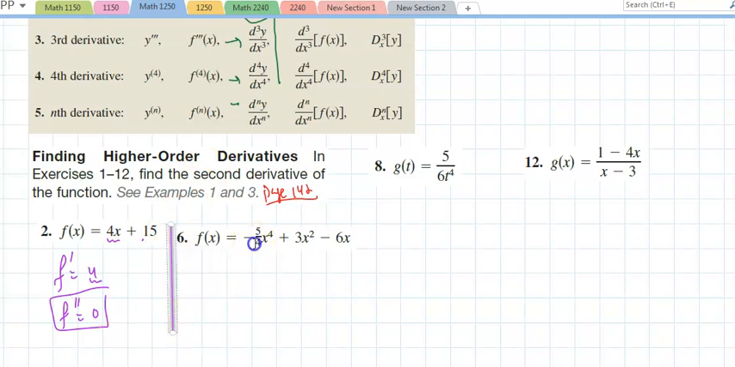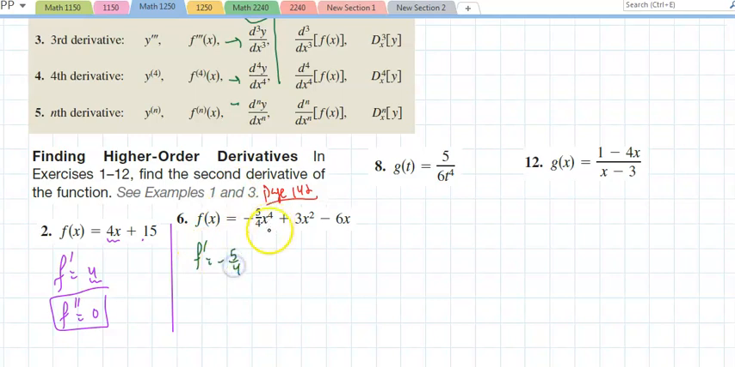And if I take a derivative of number 6, well, bring the power down, subtract 1 from the power: negative 5 over 4 times 4x cubed plus, okay, bring the power down, 3 times 2, 6x minus 6, and those 4s cancel out. And if I take a second derivative, negative 5 times 3 is negative 15 x squared, derivative of 6x is 6, and there it is.